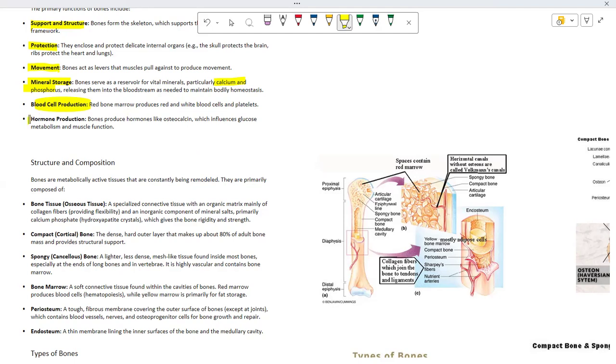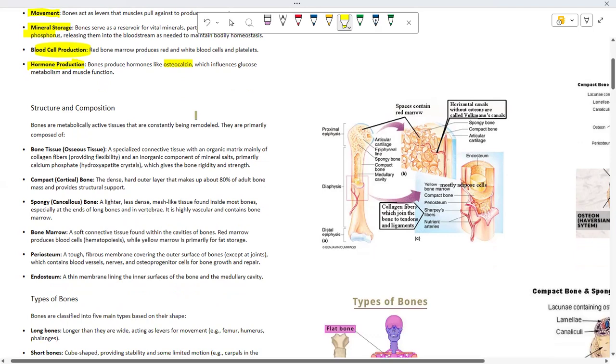Then production of hormones. The bones produce hormones like osteocalcin, which influences glucose metabolism and muscle function. So that's something that you have to also think about. You hardly hear about this when you're doing your endocrine system, but the bone plays a role in producing what we call osteocalcin.